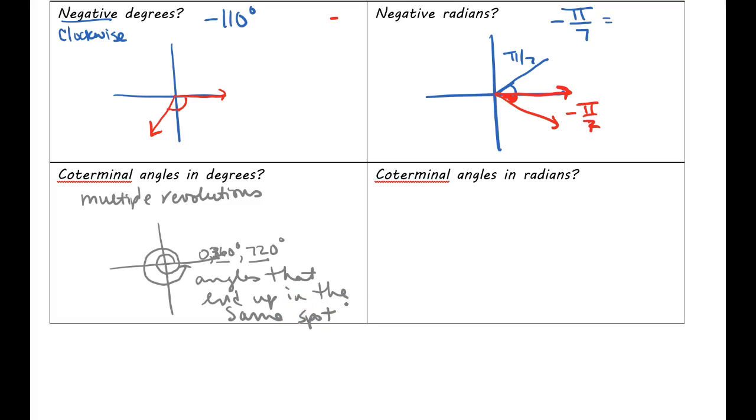So it's pretty easy because the only way for an angle to end up in the same spot is if you add an entire revolution to it. So if you want a formula for finding coterminal angles and you're in degrees, you take the angle that you have and you either add or subtract 360 degrees. That's all there is to it. This is your formula, angle plus or minus 360 degrees.